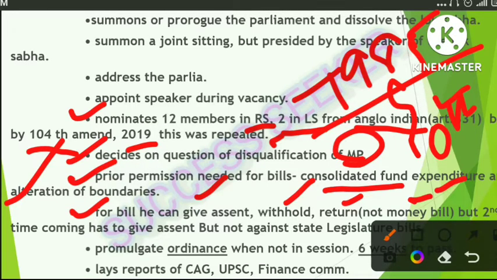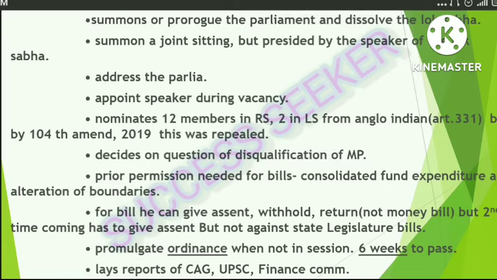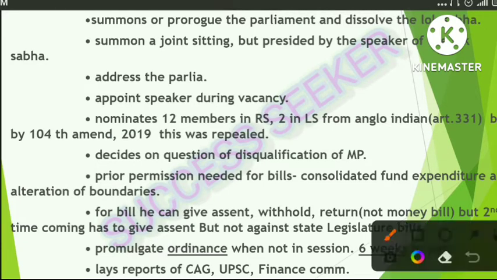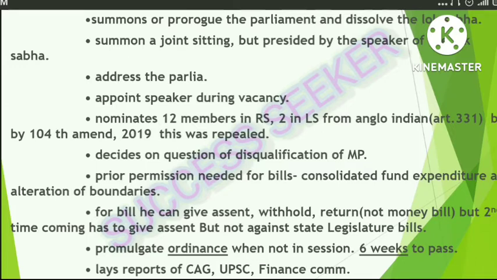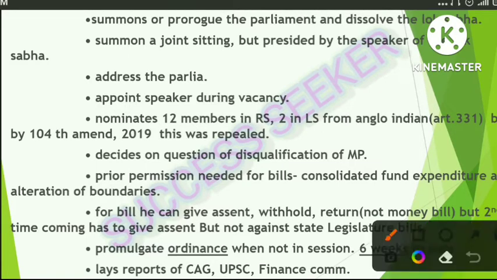But if the President returns a bill once, and it comes again a second time, the same bill, he has to sign. The President can promulgate an ordinance when Lok Sabha and Rajya Sabha are not in session. The President can promulgate an ordinance, a temporary law, for 6 months, and it has to be passed within 6 weeks after the session has come.